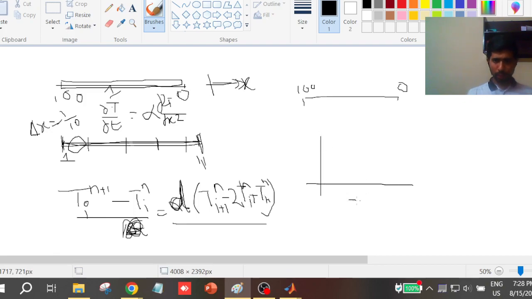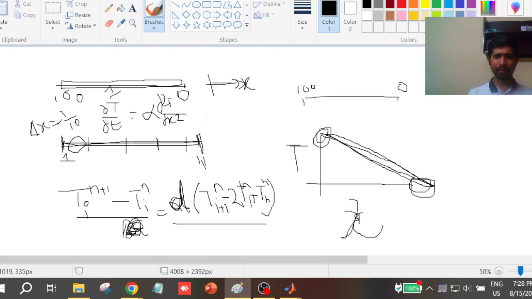With respect to x, how should my temperature vary? Here it is 100, here it is 0 at x equal to 1. I think you might have all done this in the heat transfer course. Can you write on the chat box? Ah, yes, very good. Straight line. Yes, it should be just a straight line. There will be a linear variation of temperature. That is the analytical result which you get for this equation. You can verify that also.